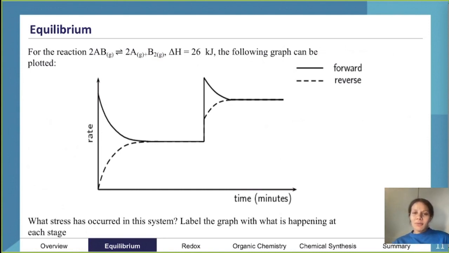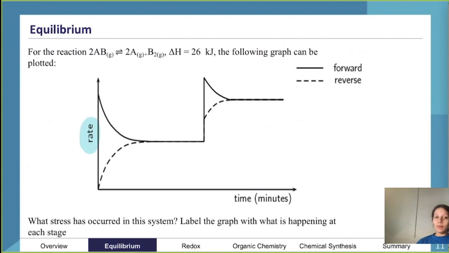So we can see that we have a stress occurring some point after equilibrium has been established the first time. Just to revise, equilibrium is when we have equal rates of forward and reverse reaction. It doesn't matter how much there is on each side of the equation, but they're going to be producing each side at the same time, so the concentration stays constant. So really important for this question.